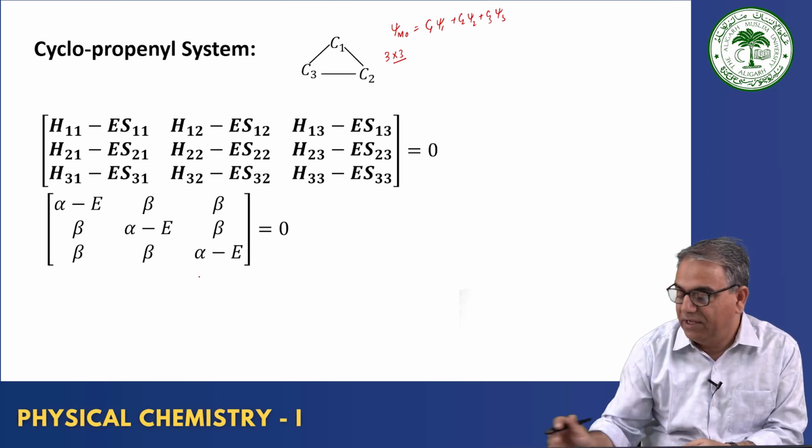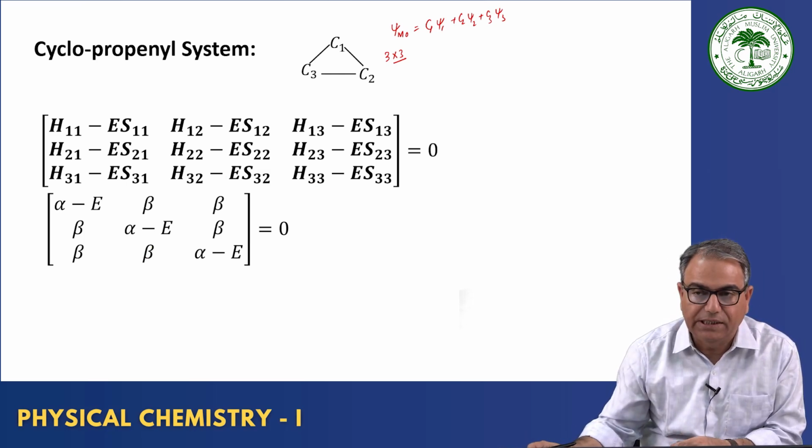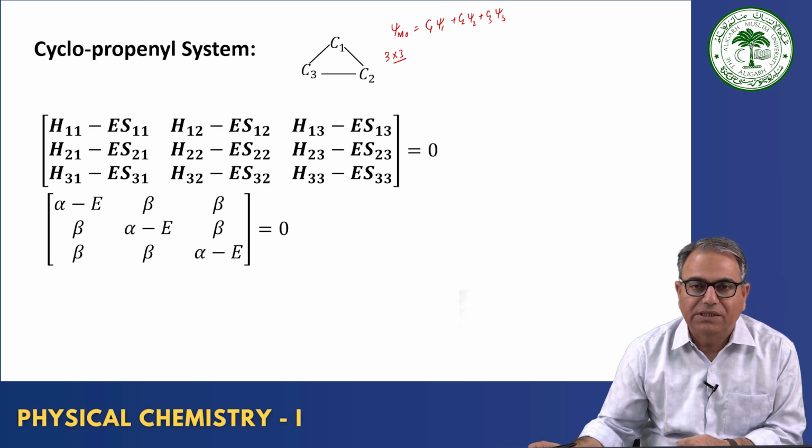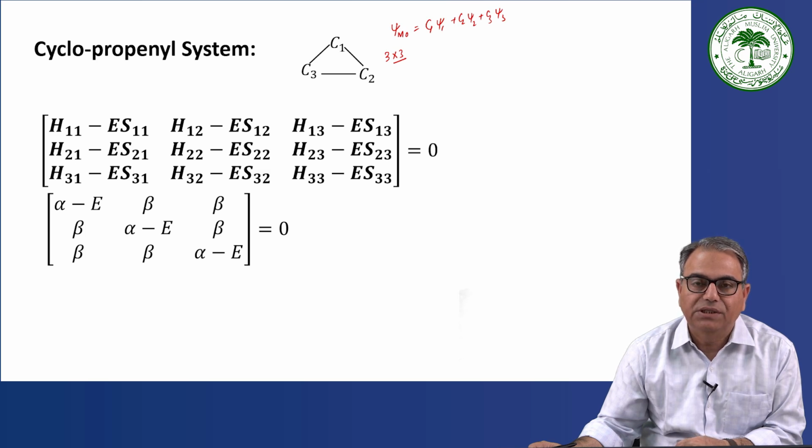So in terms of alpha and beta, you write this determinant. You have written it earlier also. The only thing is this, that you have to be cautious while writing for cyclic system, because here the nearest neighbor is sometimes not the same, which in case of allyl system 1, 3 was not nearest neighbor. But in case of cyclopropenyl system 1, 3 is also nearest neighbor because they are bonded by a sigma bond, directly bonded.